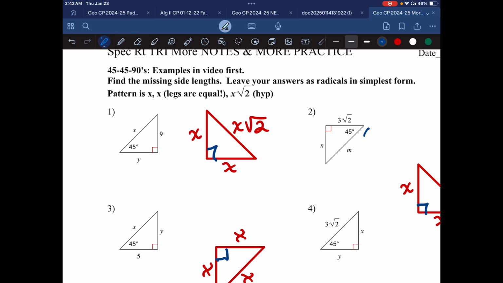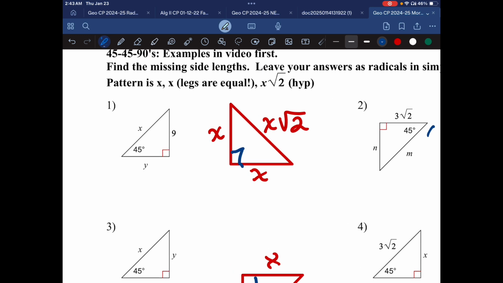You should copy these as I do them. If not, work slightly ahead of me if you understand what's going on. So this is 9, 9, 9 square root of 2. Notice the legs are the same.